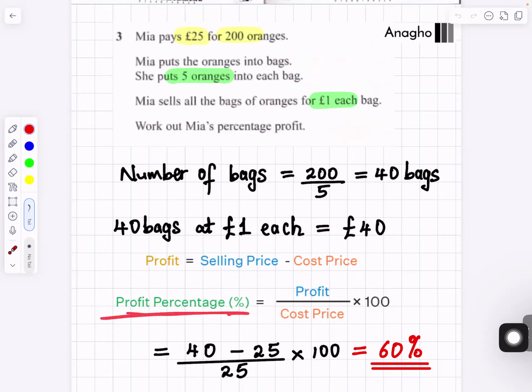Now to change it to percentage, you have to learn this formula. Percentage profit is the profit divided by the cost price, times 100. You times by 100 to change it to percent. So it's 40 minus 25. She made £15 profit. We want to change the £15 to percentage. Divide by the original, which is £25, times 100. She made 60% profit. So learning the formula is very important. This formula helps you to do all the other questions that have to do with percentage profit.